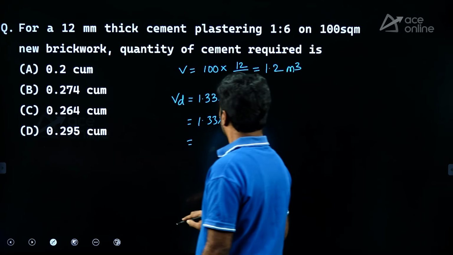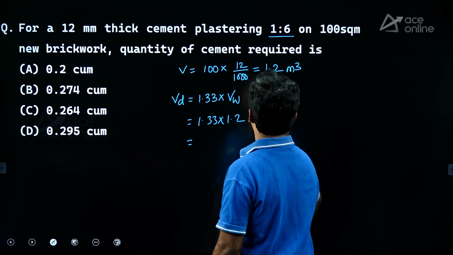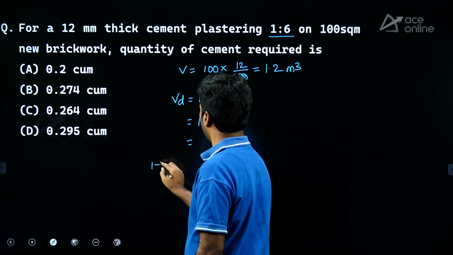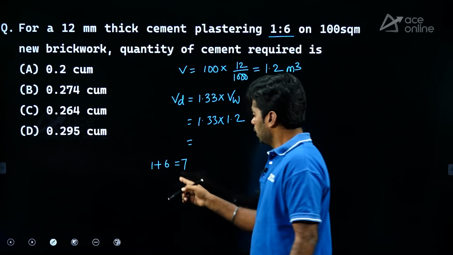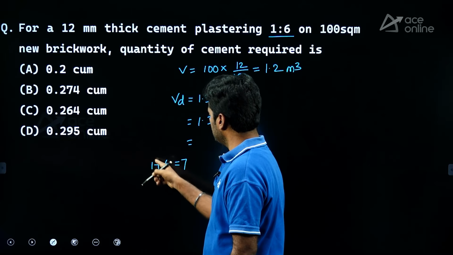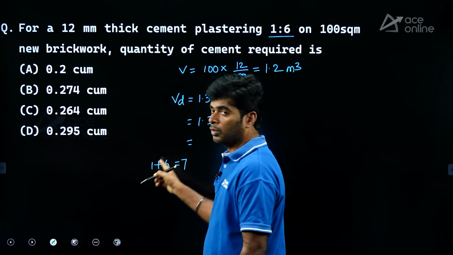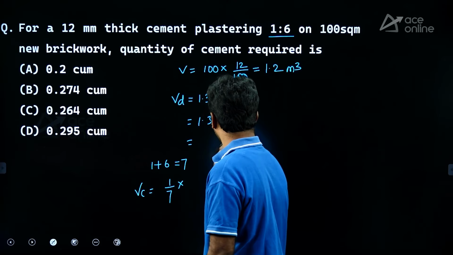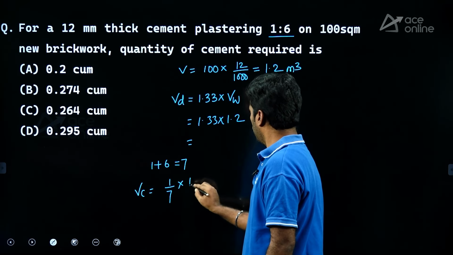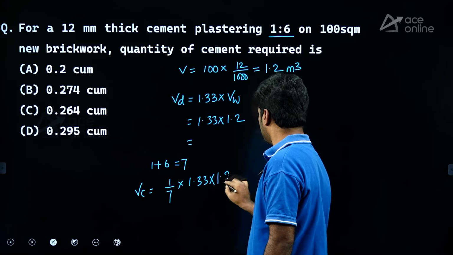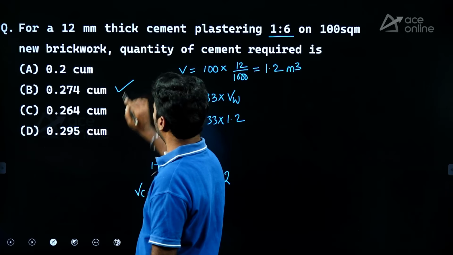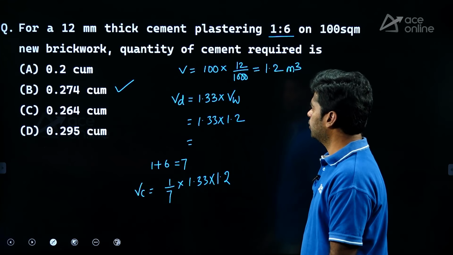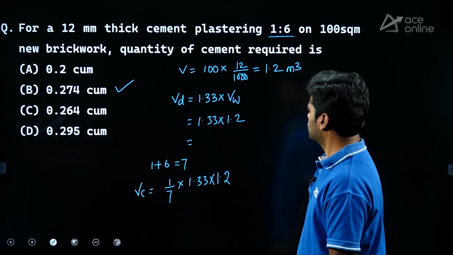Then with what proportion are we using? 1:6. So total parts will be 1 plus 6, that equals 7. Now we want to find only the quantity of cement. So how much part of cement are we using? 1 part. What is the total quantity? 7. So 1 upon 7 will give the volume of cement into this volume. This volume is 1.33 into 1.2. You will get the volume nearly 0.274 cubic meter. Option B is correct. Next question.